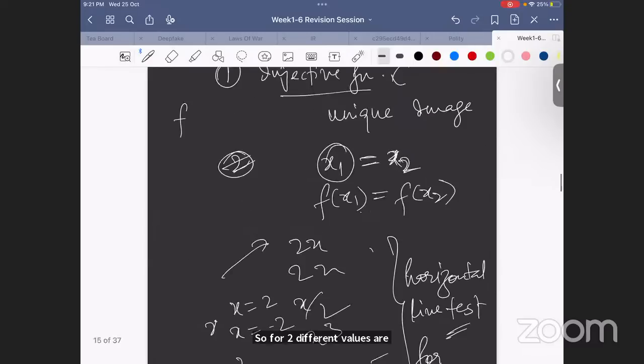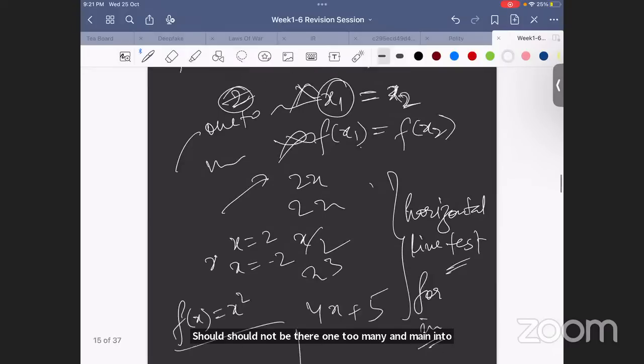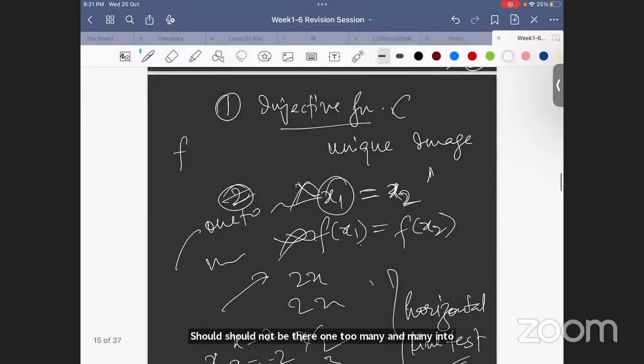I told you for the injective function, one to many should not be there, and many to one also should not be there. So for a relation from A to B, from unique value to unique image, unique images should be present for the injective function. Did you get the idea? Yes, sir.